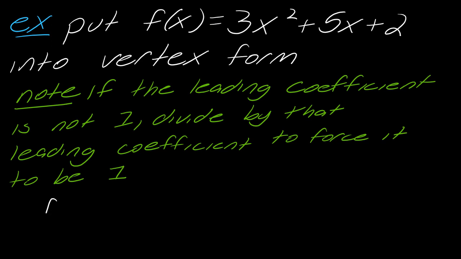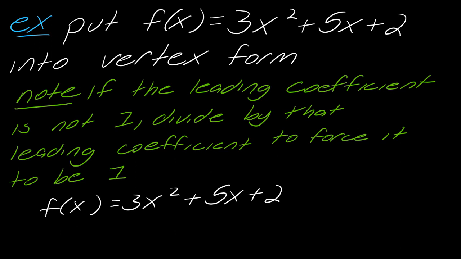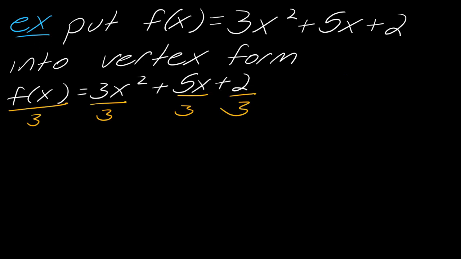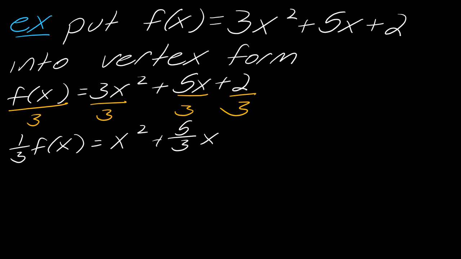So what I mean is I have this f of x equals 3x squared plus 5x plus 2. I'm going to divide every single part of this by 3. This is going to be a much messier equation, so let me make some room. Then let's write out what we're left with. I'm going to write everything in terms of fractions. I think it's just a little more visually appealing. So I have 1/3 f of x equals x squared plus 5 over 3x plus 2/3.